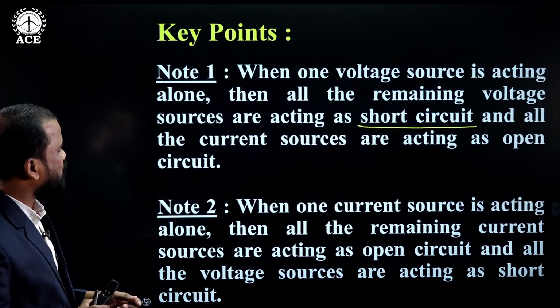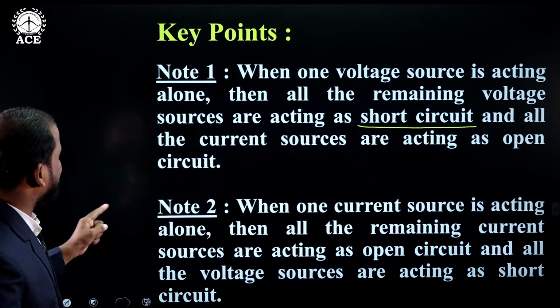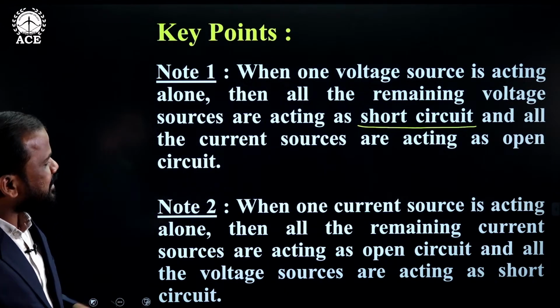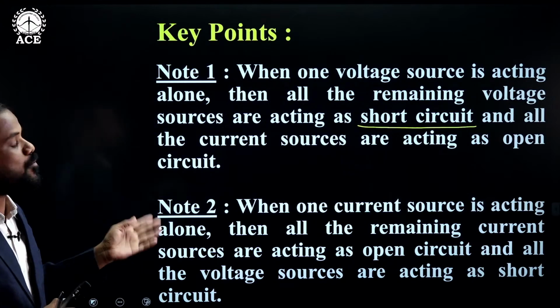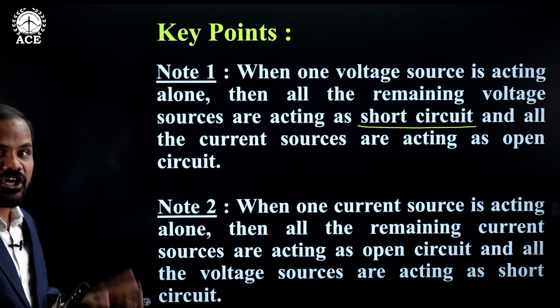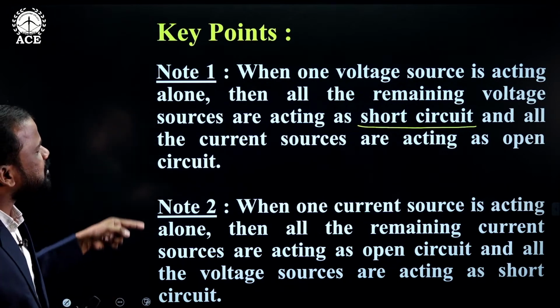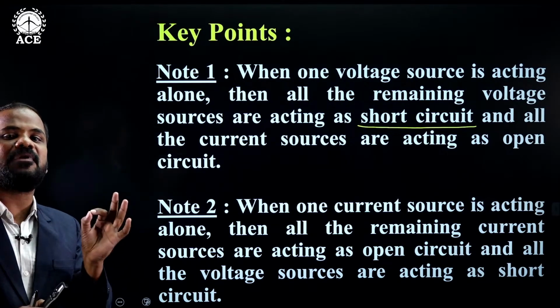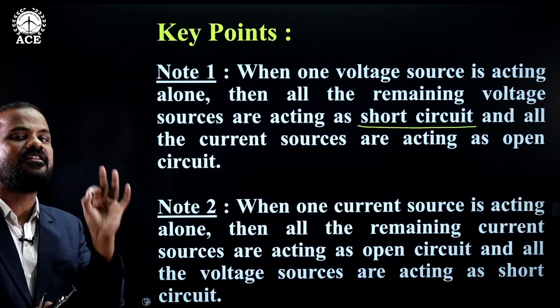What is note number 2? When one current source is acting alone, then all the remaining current sources are acting as open circuits and all the voltage sources are acting as short circuits. Based on these two points, the complete analysis of the superposition will depend.